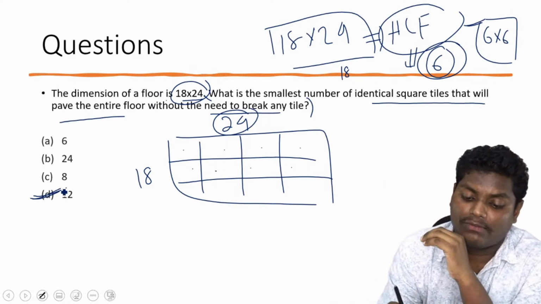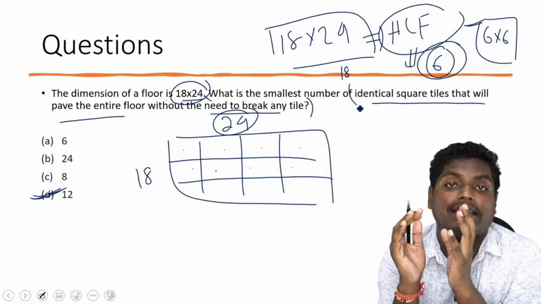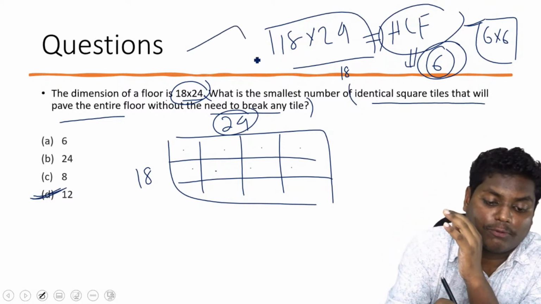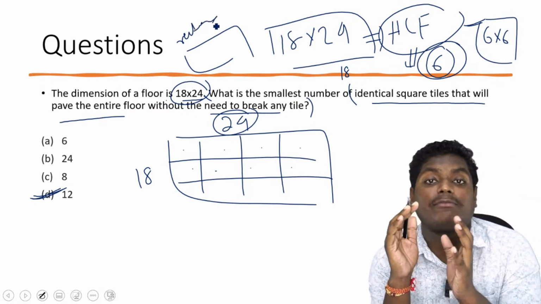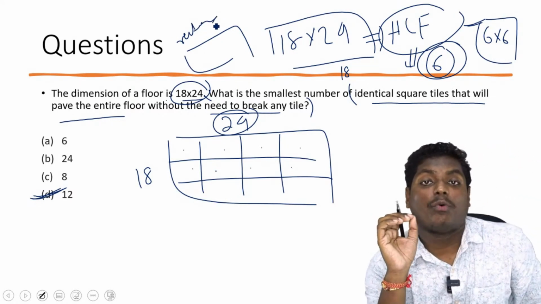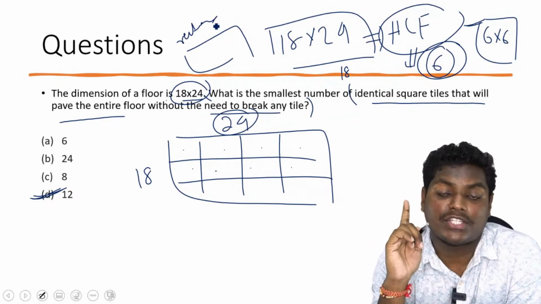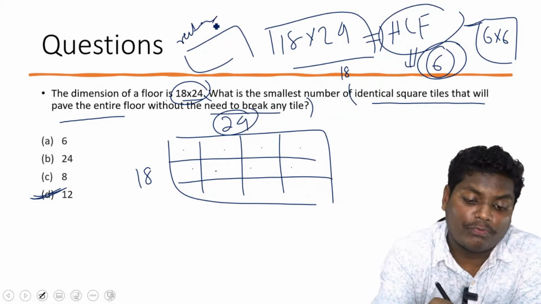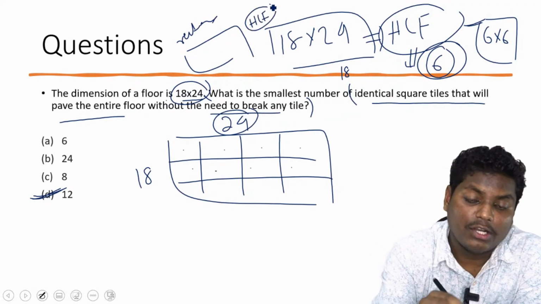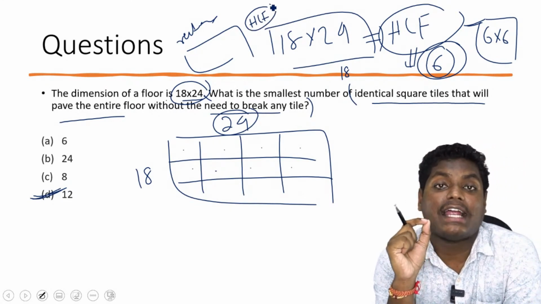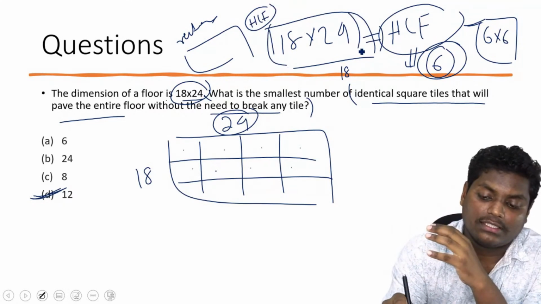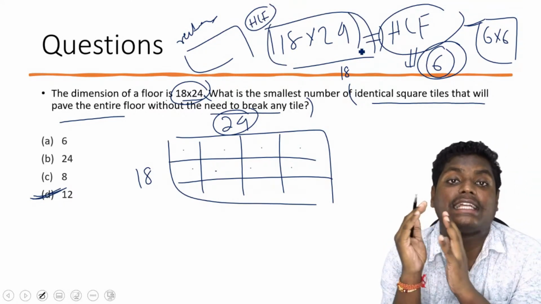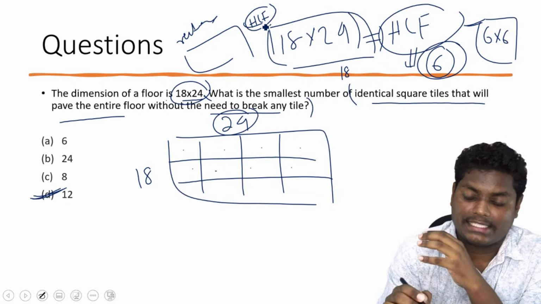Whenever they ask for identical square tiles, we need to understand that for filling up this rectangular floor, we need to use square tiles of only one dimension. So we need to find the side of the square, which is a factor of the dimensions of the floor that are given, so that it exactly fits. So we can find the HCF.